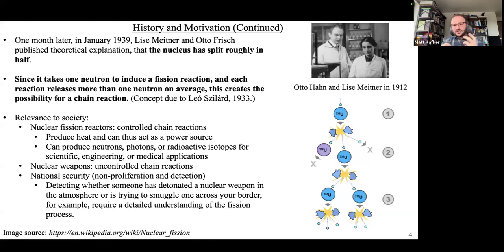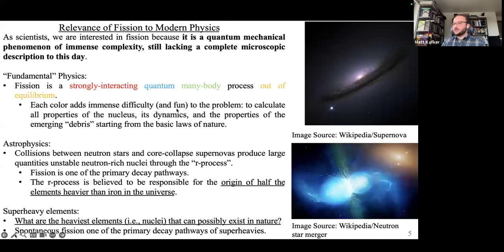So if you have a detailed scientific understanding of the process of nuclear fission, you understand the kinds of radiation that are given off. For example, you can detect whether someone has detonated a nuclear weapon somewhere in the atmosphere, or is trying to smuggle a weapon across your border or something like this. So there are practical applications to having a detailed understanding of fission. But as scientists, this is not primarily what motivates us.